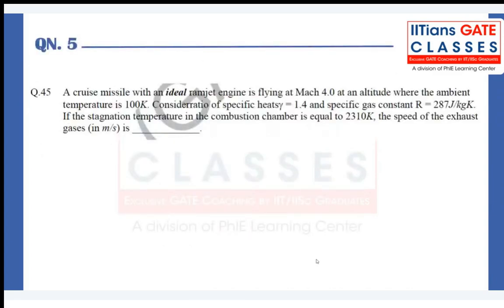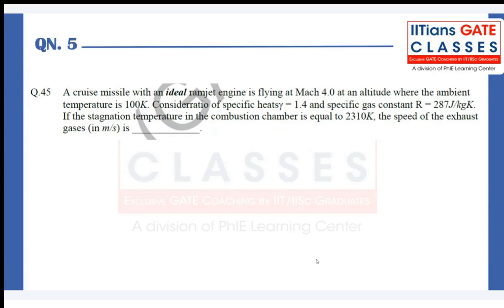Okay. Now let us move on to the 2 marks questions. A cruise missile with an ideal ramjet engine is flying at Mach number 4 at an altitude where the ambient temperature is 100 Kelvin. Consider a ratio of specific heats, gamma, is 1.4 and specific gas constant R is equal to 287 joules per kg Kelvin. If the stagnation temperature in the combustion chamber is equal to 2310 Kelvin, the speed of the exhaust gases is.